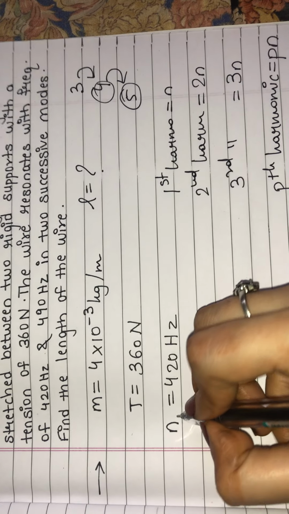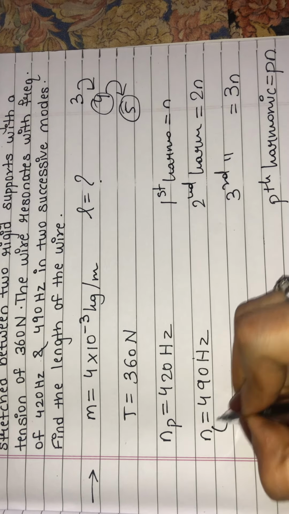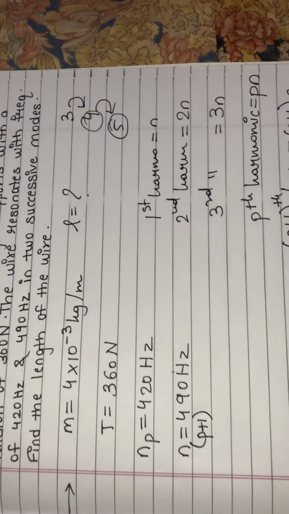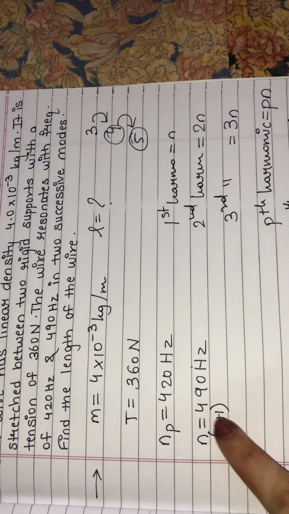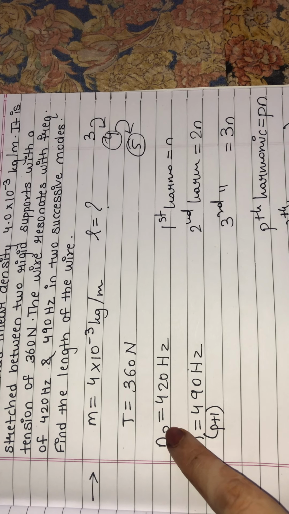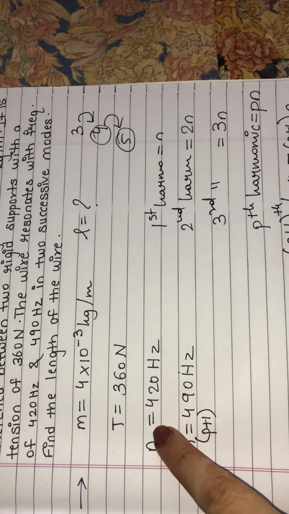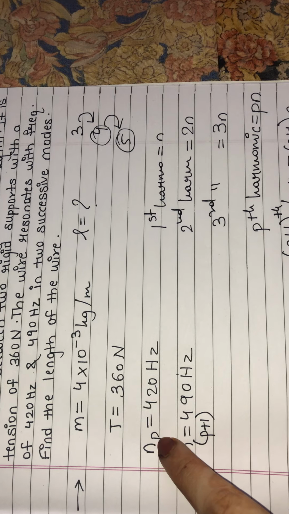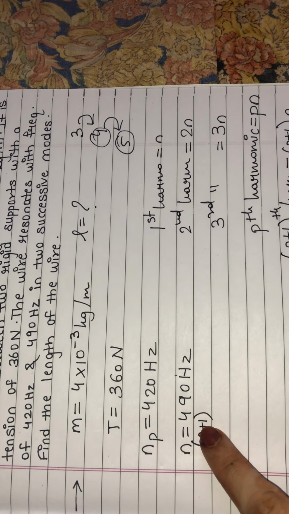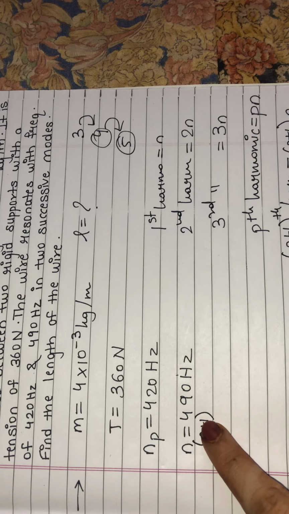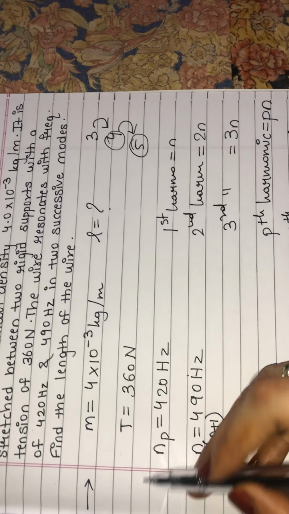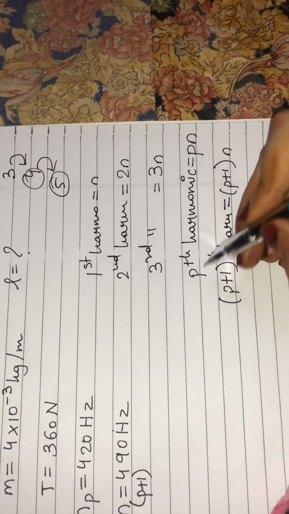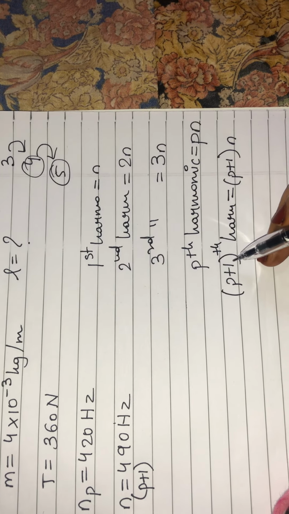So if this is the frequency of the pth harmonic, then this will be the frequency of the p plus 1 harmonic. Successive means if p is 2, then 2 plus 1 is 3; if p is 4, then 4 plus 1 is 5, after 4 comes 5. Here it is not specified which mode, so we take one as p and the next as p plus 1.